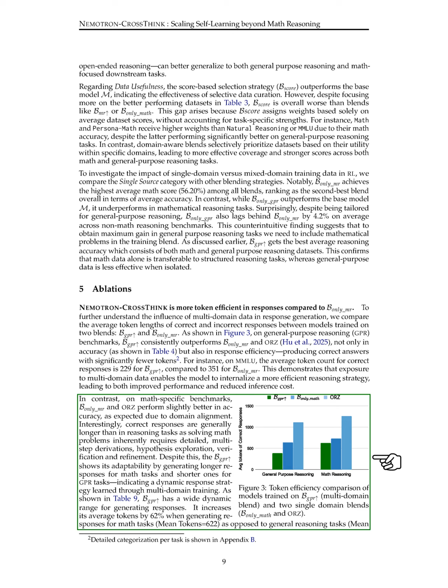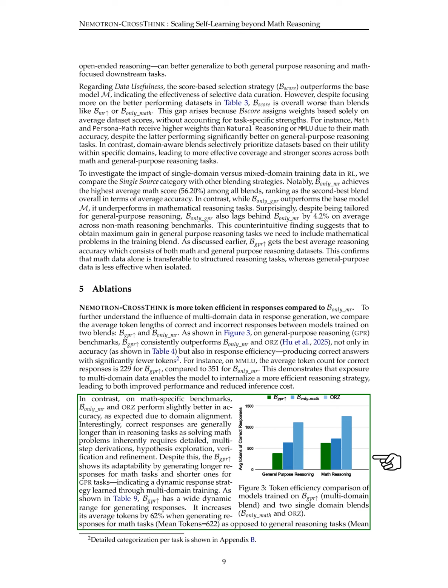As shown in Tab token_stats, $B_GPRU Pero has a wide dynamic range for generating responses. It increases its average tokens by 62% when generating responses for math tasks, mean tokens equals 622, as opposed to general reasoning tasks, mean tokens equals 385. Whereas $B_only_Mr increases its average tokens only by 14%, mean tokens equals 731 for math tasks and mean tokens equals 639 for general reasoning tasks, showing a much smaller dynamic range. This trend is also mirrored in ORZ, trained on a high-quality blend of math datasets, which shows an even smaller increase, 12%, in average token length across domains.